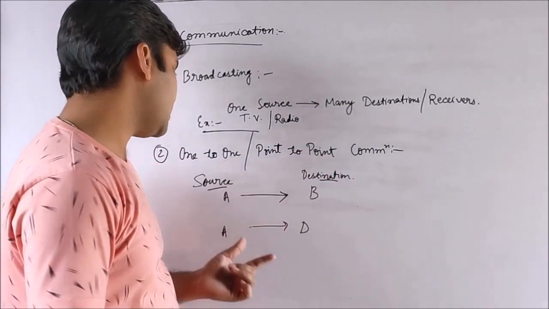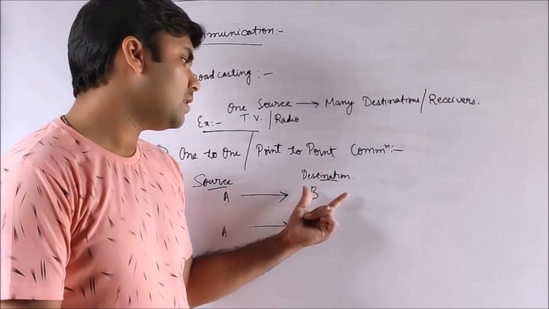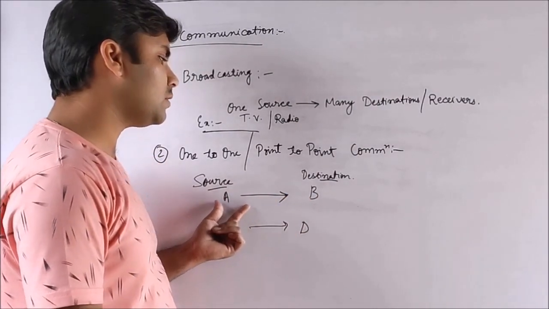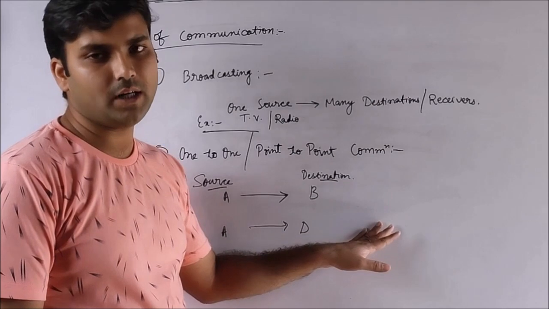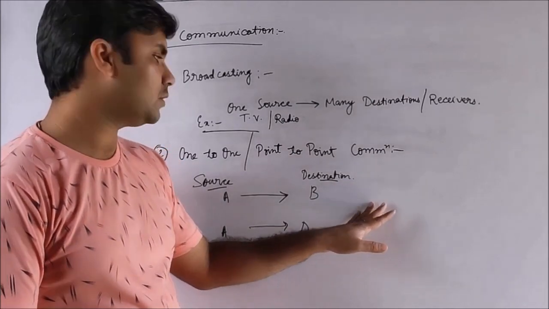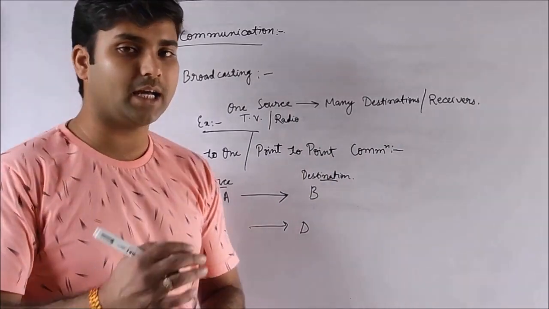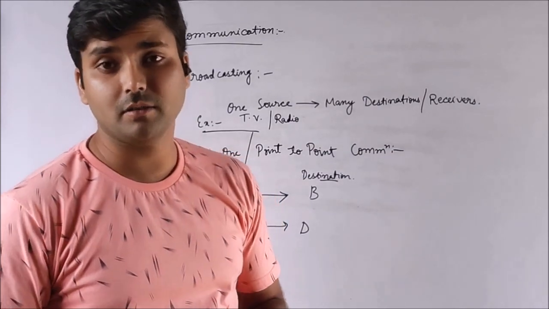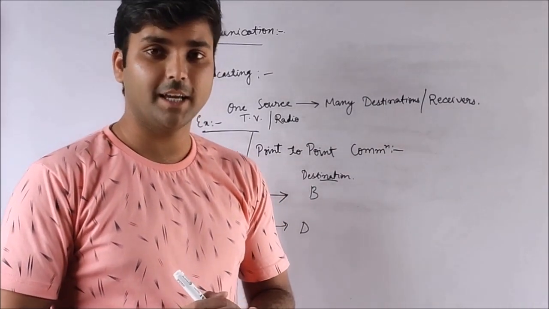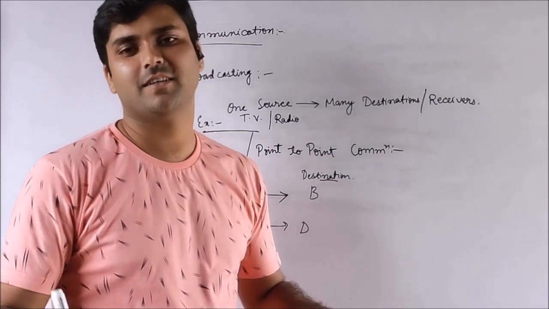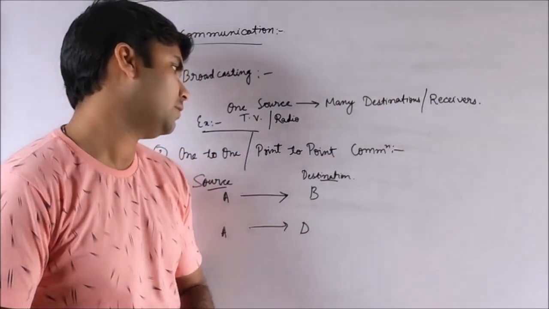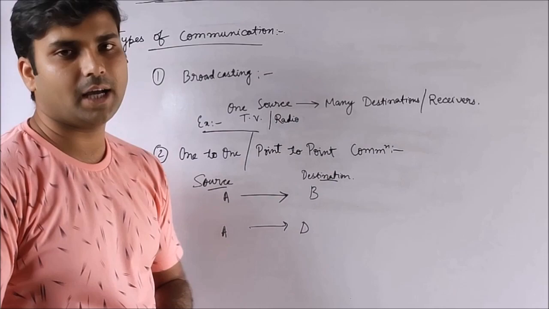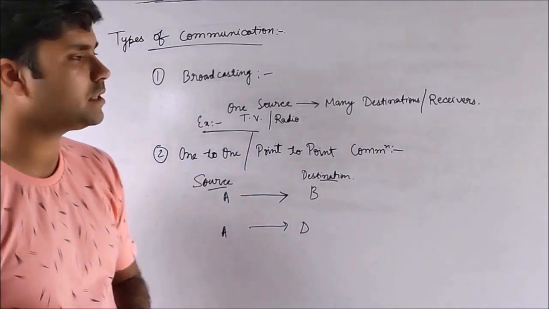One-to-one or point-to-point communication means there is one source and a fixed destination. Whatever signal is produced at the source is intended for only one user. So this is called point-to-point communication. For example, I am calling my friend. So it is point-to-point communication. It doesn't mean that when I am calling, many people are receiving my call. It doesn't happen. So this is point-to-point communication and this is broadcasting. I hope broadcasting and point-to-point communication are clear to you.